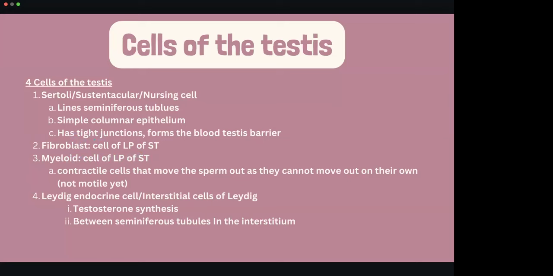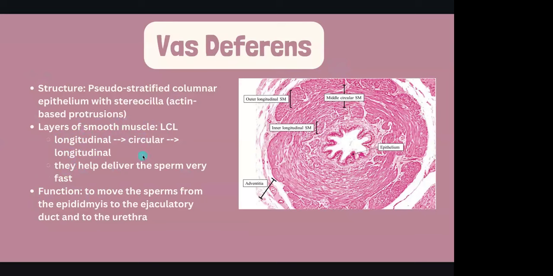Now it moves into the vas deferens. The vas deferens has pseudostratified columnar epithelium with stereocilia, just like the epididymis, and it has three layers of smooth muscle, just like the epididymis: an inner longitudinal, middle circular, and outer longitudinal. They help with the delivery of sperm very fast because of all these three layers of muscle. You can see the epithelium is columnar with stereocilia. You can't really see it much because it's not that zoomed in, but their function is to move the sperm from the epididymis to the ejaculatory duct so it can go to the urethra.